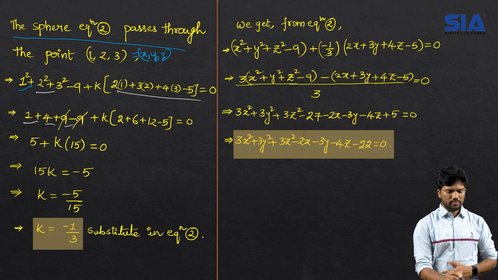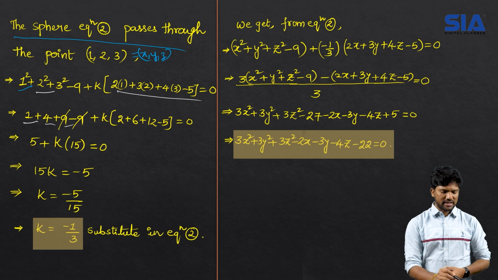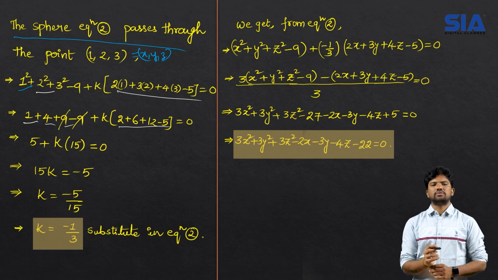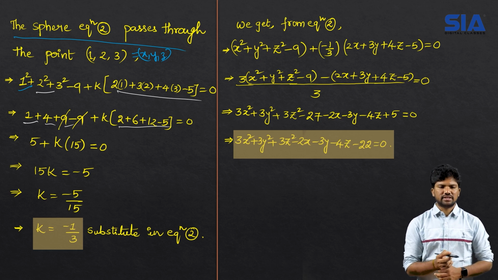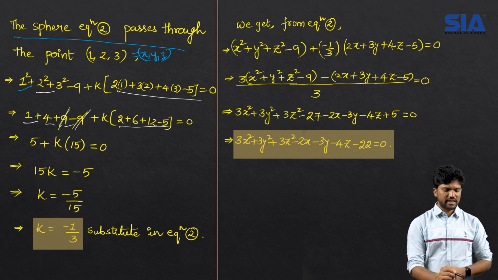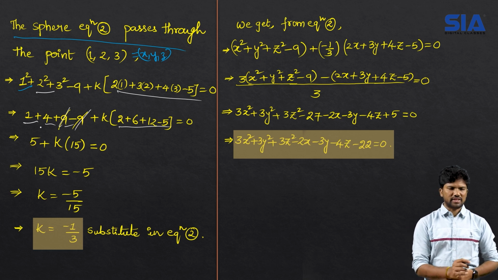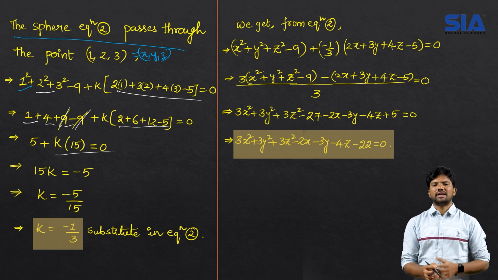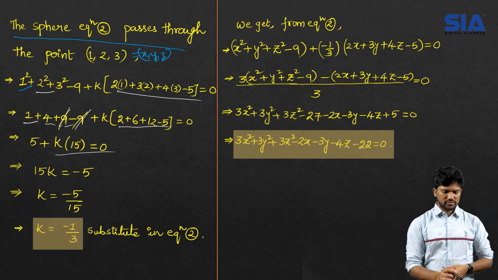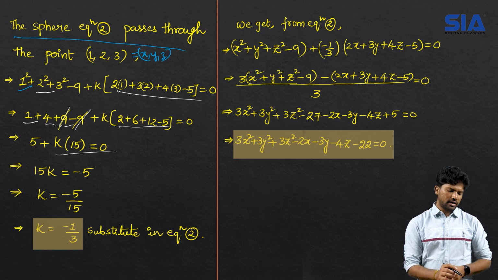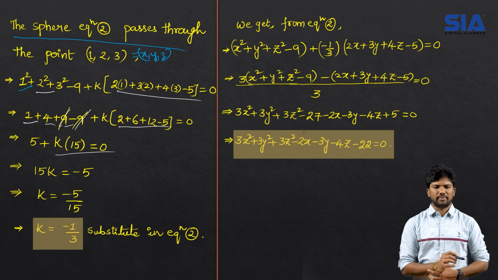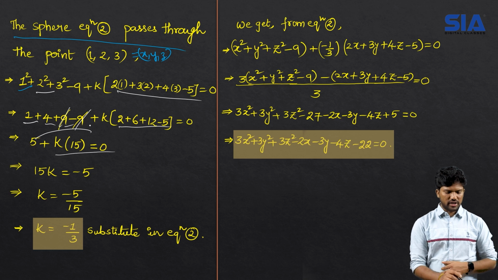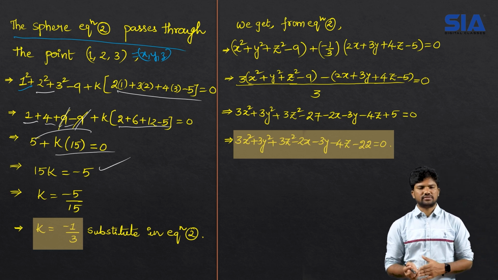So 1 plus 4 plus 9 minus 9 plus k into 2 into plus 6 into plus 12 minus 5 is equal to 0. Plus 9 minus 9 will get cancelled. So 1 plus 4 is 5 plus k into 2 plus 6 plus 12, that is 20, minus 5, 15. So therefore send this 5 value to RHS, 15k is equal to minus 5.